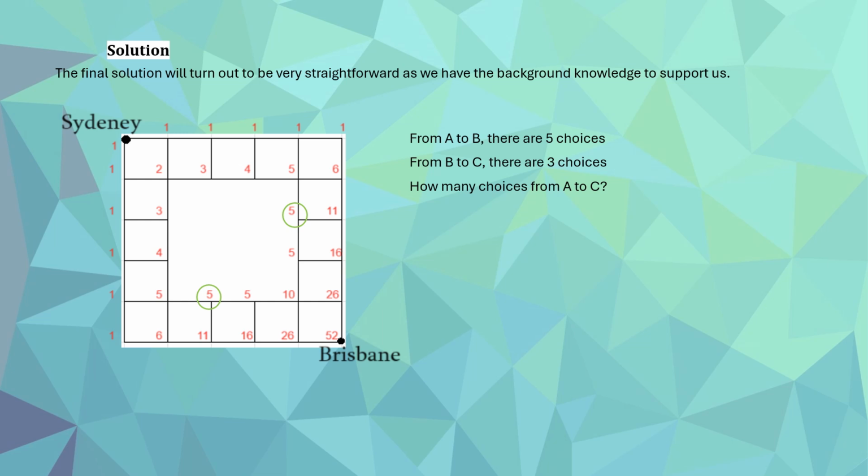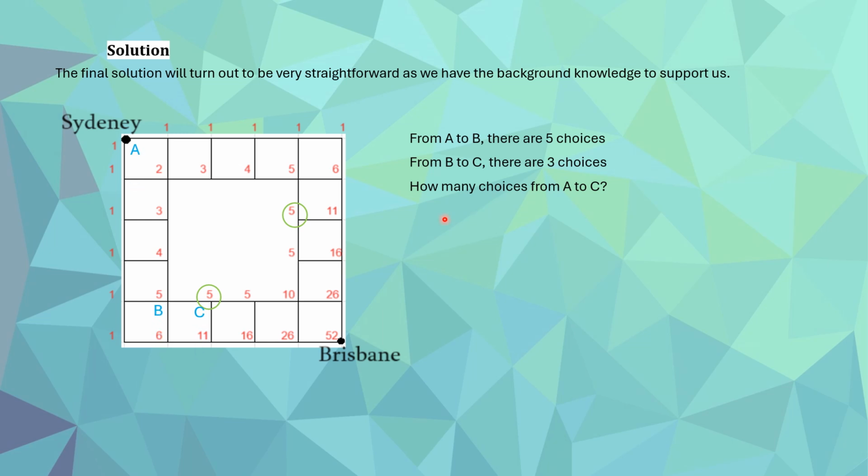Let me ask another question. There are 3 towns. From town A to B, there are 5 choices. And from town B to town C, there are 3 choices. How many choices from town A to C? Yes, easy, right? 15. You just need to multiply these 2 numbers together. Like 5 multiplied by 3 is 15.